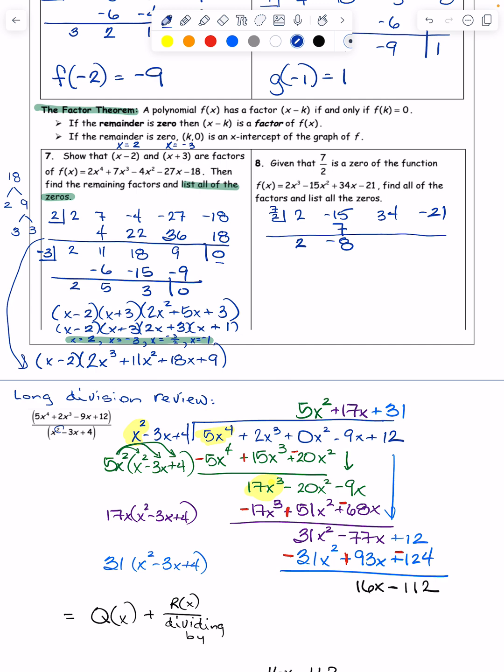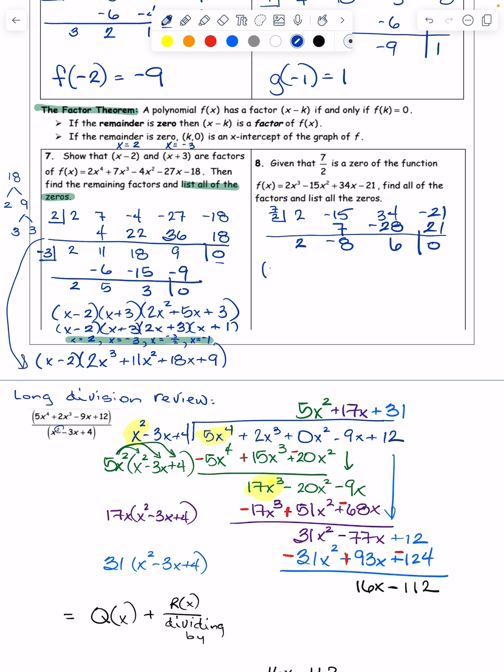Negative 8 times 7 halves means times 7 divide by 2. I can also divide by 2 first and then times 7. So negative 8 divided by 2 is negative 4. Negative 4 times 7 is negative 28. I get 6. Divide by 2, I get 3 times 7, I get 21.